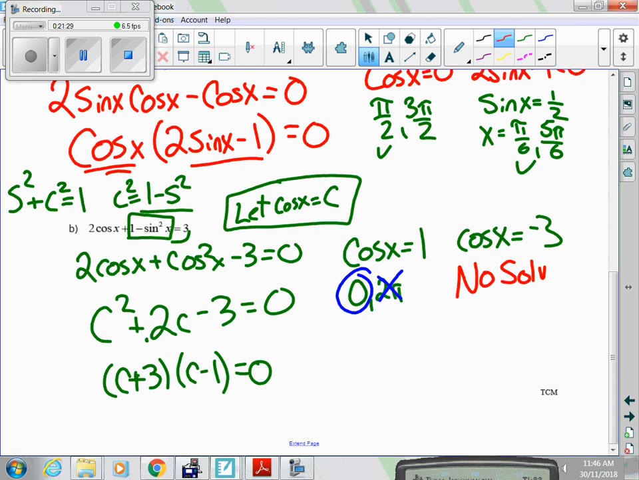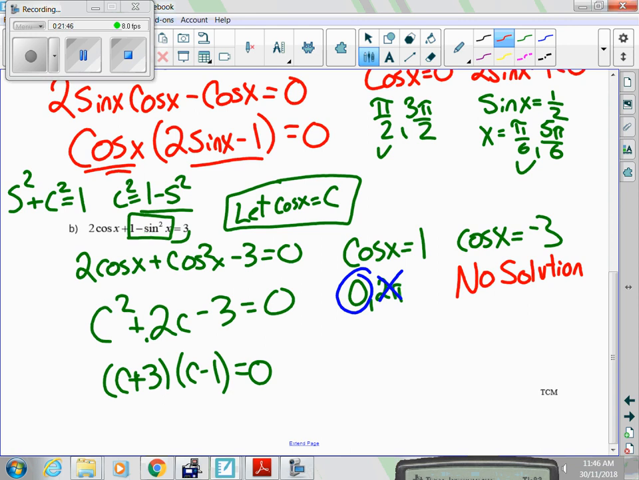There is no value for which the cosine of that value equals negative 3. It just doesn't exist. Cosine's outputs, cosine's range, is limited between negative 1 and 1. So negative 3 is outside of that domain, outside of that range.